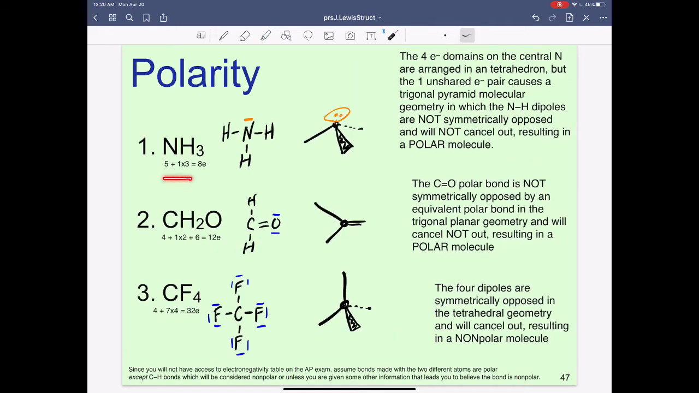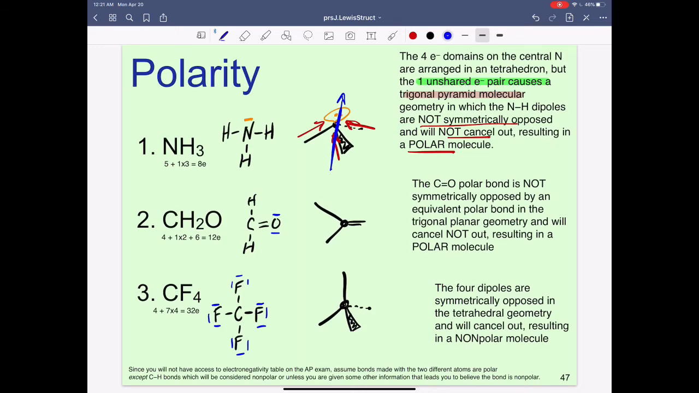In ammonia, there are 4 domains around the central nitrogen, arranged in a tetrahedron. However, the one unshared pair will cause a trigonal pyramid molecular geometry in which the NH dipoles are not symmetrically opposed, will not cancel out, resulting in a polar molecule.